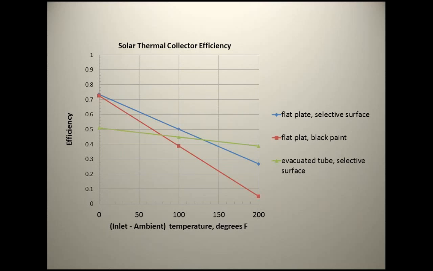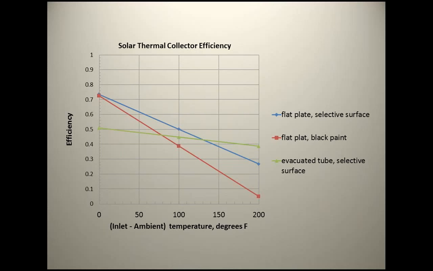So suppose the bottom of the tank is coming in from the Boise Reservoir at 60 degrees, and the outside temperature is 40 degrees. So the difference between the inlet, which is 60, and the ambient, which is 40, is 20 degrees. So you're down in here, and the efficiency is very high, because with any of these collector designs, you're not losing very much temperature to the outside.